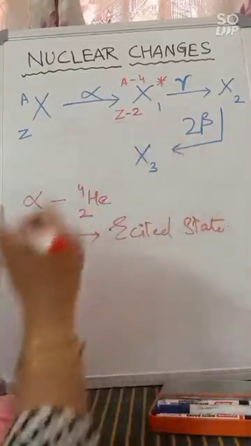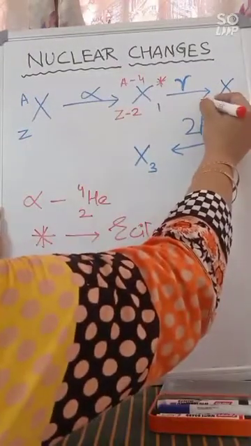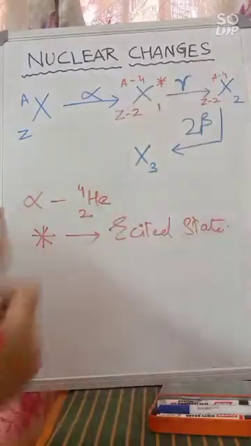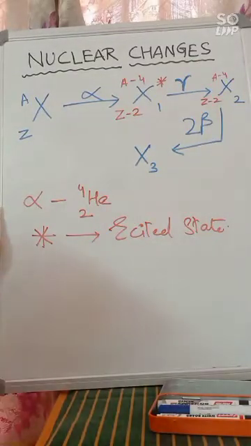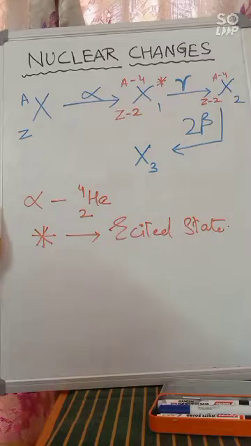This is in excited state, right? So it means there is not going to be any change in your atomic number and mass number. Next is your beta emission, but that beta emission is twice. It means 2 times it happens. That's why it has been written here 2 beta.